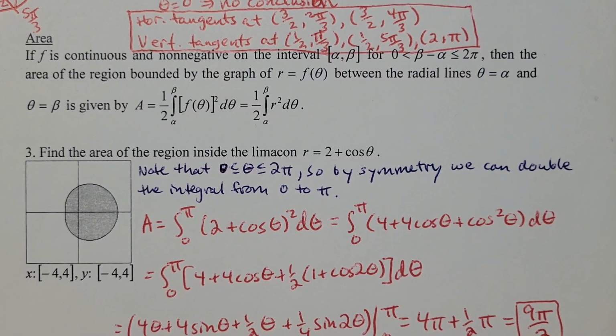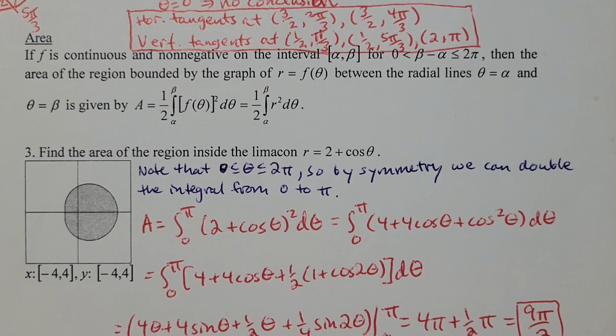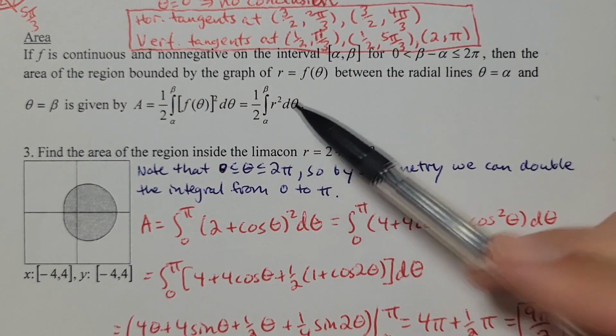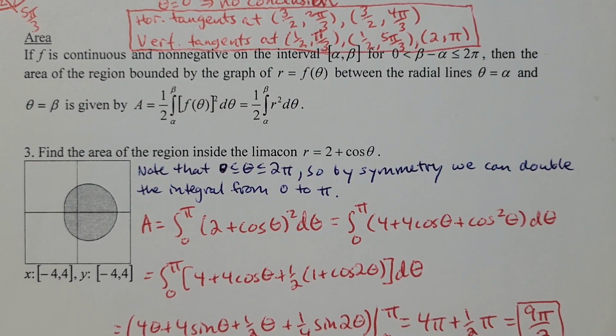Okay, this is section 10.4, and we're going to talk about area here. It says that if f is continuous and non-negative on the interval alpha to beta, then the area of the region bounded by r, which is a polar equation, and between the radial lines theta equals alpha and theta equals beta, is this integral. So you've got half the integral going from alpha to beta of r squared d theta.